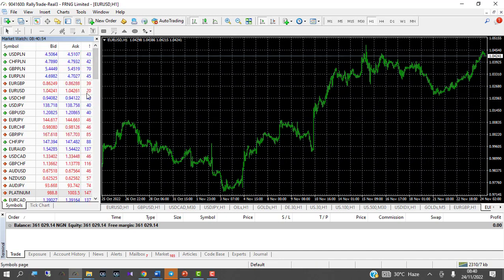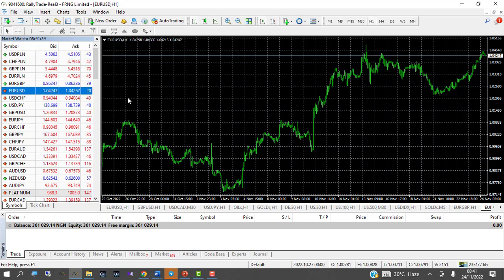So this other column is the spread. And the spread on this platform is in points. Now, 10 points equals 1 pip. So this 20 you're seeing right here for Euro USD is actually a 2 pip spread. The spread is actually the transaction fee that your broker charges you for trading on his platform. That's how the broker makes profit, long and short. Okay, now that's for the Market Watch.